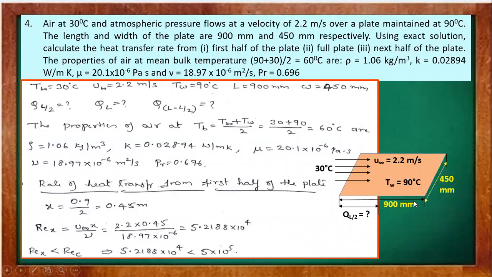So again, as usual, go to the properties. For the bulk temperature, get the properties. Then to find the rate of heat transfer in the first half, get the x value. The total length is 900 mm, so it is 0.9, and the first half is 0.45 meters. Then find the Reynolds number for the first half. It is in the laminar region, since it is less than 5 into 10 to the power 5. So go to the laminar expression.